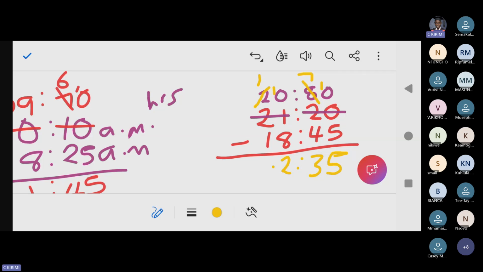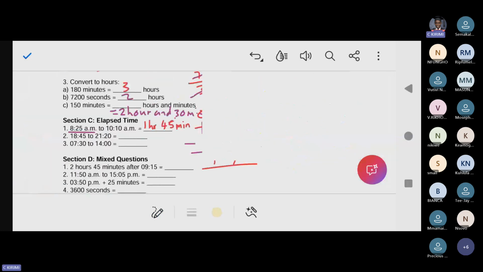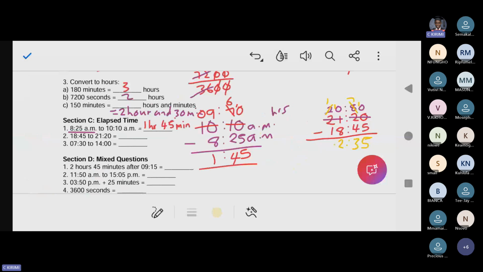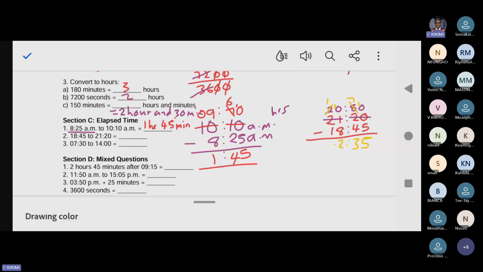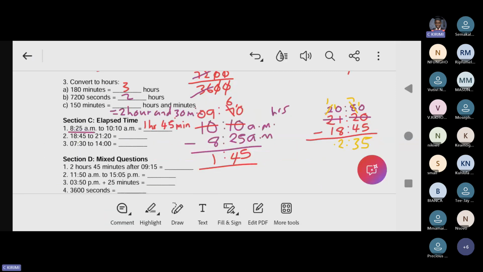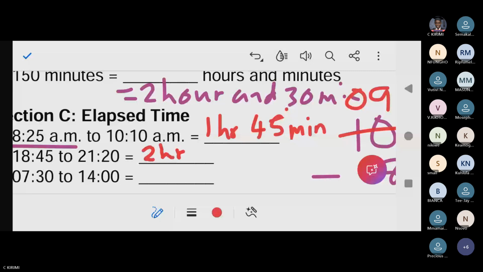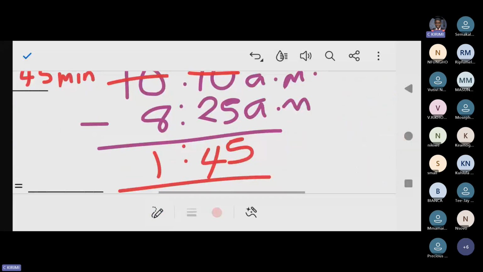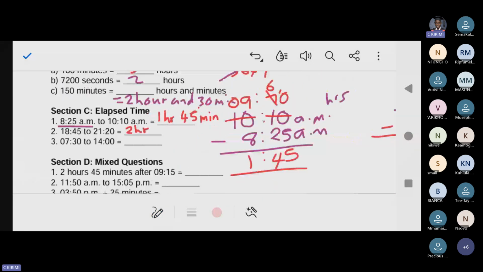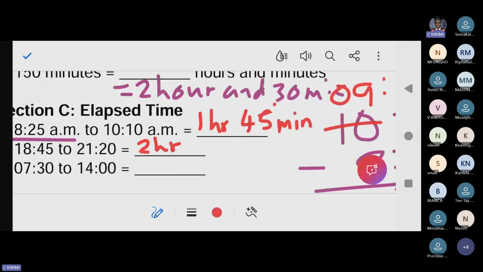So the time that has elapsed is going to be 2 hours, 35 minutes, which means the time taken from 18:45 to 21:20 is 2 hours, and the minutes, we have 35 minutes. So 2 hours, 35 minutes. That's how you subtract.